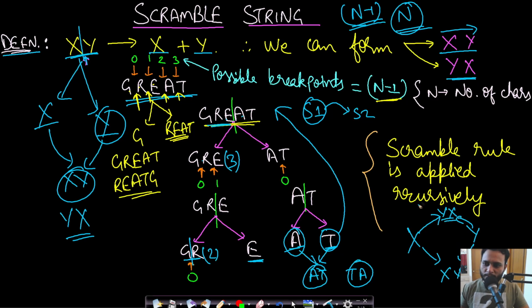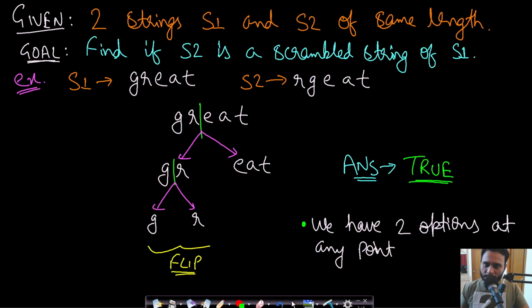Now the scramble rule is applied recursively as it was mentioned in the question, and you can see that in this diagram we had partitioned it between E and A. Again we partitioned between R and E, and the scramble rule will go on, like whatever rule has been mentioned will be true for all the substrings. Okay. So I hope you understood what the scramble string really is.